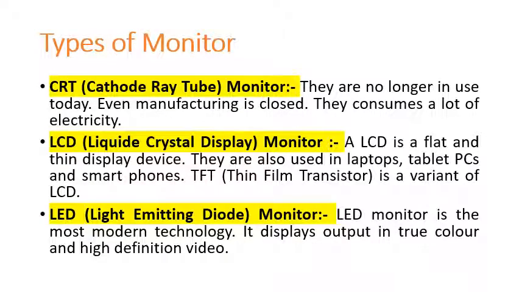Types of monitor. There are various types of monitor. First one is CRT monitor. It is the oldest type of monitors. Full form of CRT is cathode ray tube. They are no longer in use today. Even manufacturing is also closed. They consume a lot of electricity.